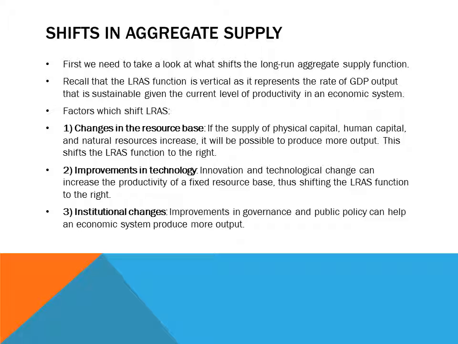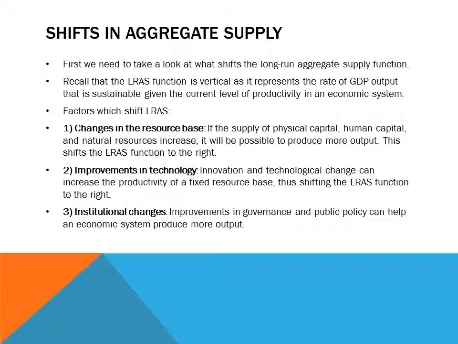First, we can have changes in our resource base. If the supply of physical capital, such as machinery and factories, human capital, and natural resources increase, it will be possible for us to produce more output. This shifts the long-run aggregate supply function to the right.